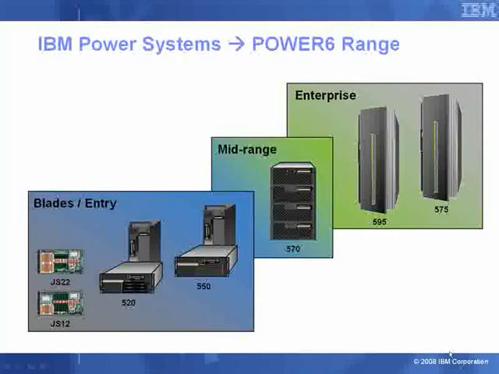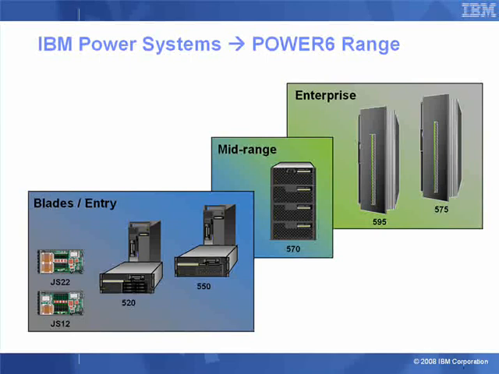Let's have a quick look at the current Power 6 range, as there's an important point I want to make in a moment. At the low end we have the blades, the JS12 and 22. They fit into the IBM Blade Center. We can have 14 of these in a particular Blade Center. Then we have the entry machines. These are either desk side or they can go into a 19-inch rack, the 520 and the 550. They can also have extra I/O drawers to provide extra adapters.